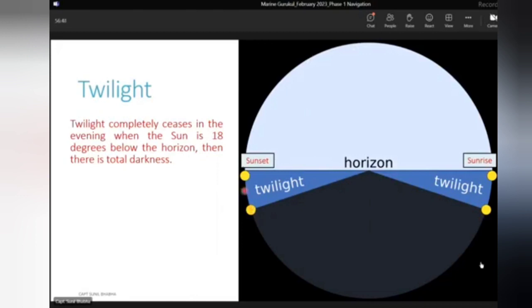Till the time the sun is within 18 degrees of our horizon, we keep on receiving this twilight, and after the sun crosses this 18 degrees belt, there is total darkness and we do not receive any light from the sun. So in the evening, the twilight commences at sunset and continues up to the point where the sun is 18 degrees below the horizon, and after that the night starts. After 18 degrees, there is no light which we receive from the sun. It is totally dark.